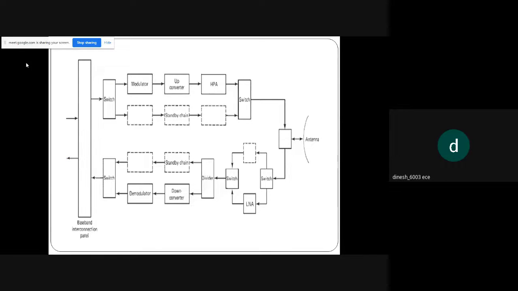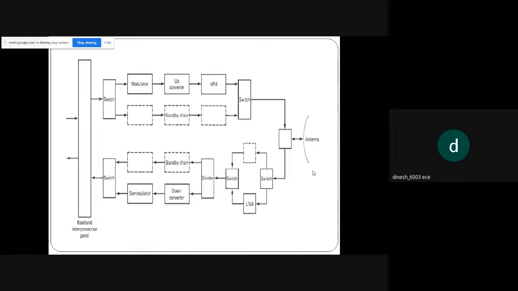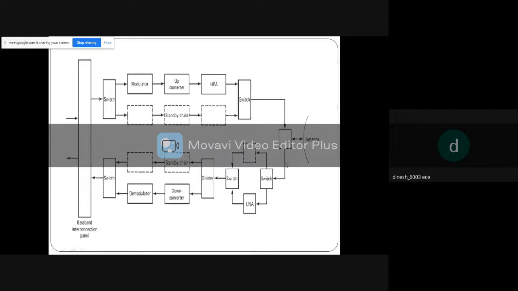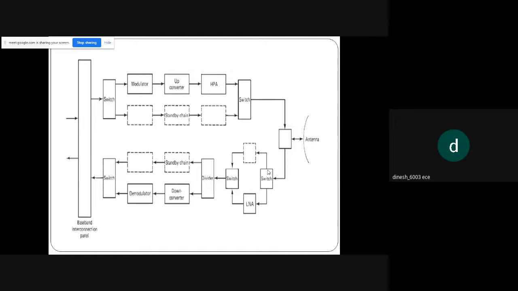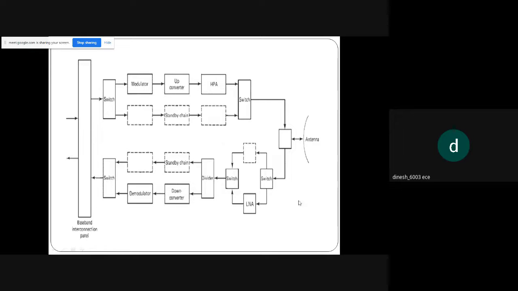So we have a baseband operation, you can see, where the signals come in and out. Then we have the antenna at the right hand side, the bidirectional antenna, which is meant for transmitting and receiving both. Then we have a diplexer. Then we have a switch, used for giving a duplicate of the signals, or duplicate receivers may be used, so that where one receiver fails, the other receiver will work. So we have an LNA, low noise amplifier. Then we have the divider, which feeds a down converter, then the demodulator, then the switch and the baseband connection. This is the receive part, the receiving end, which is at the bottom.